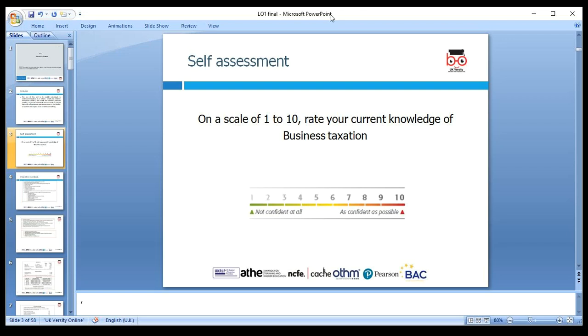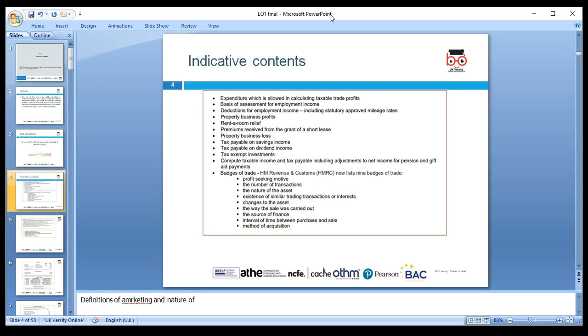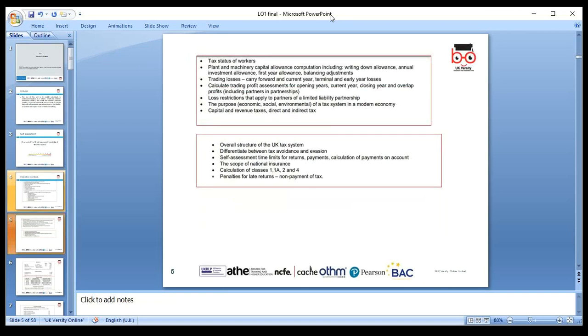Anyone else, you can reflect as well, even in the chat box. Okay, always good. And at the end of the unit, anything we picked up, we can reflect on as well. So that's the indicative content which we'll go through.